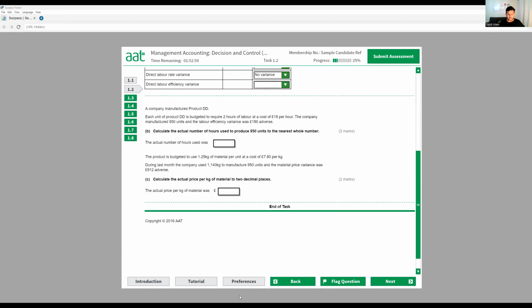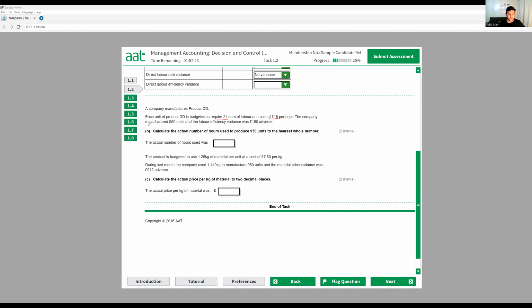The next one we have here. This sort of question is very common in the exam, so I need to make sure you revise this question very well. A company manufactures product DD. Each unit of product DD is budgeted to require 2 labor hours at a cost of 18 per hour. So 1 hour of labor costs 18, and we need 2 hours to make 1 unit.